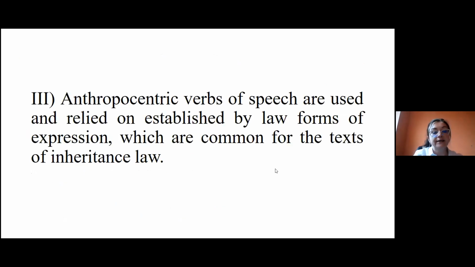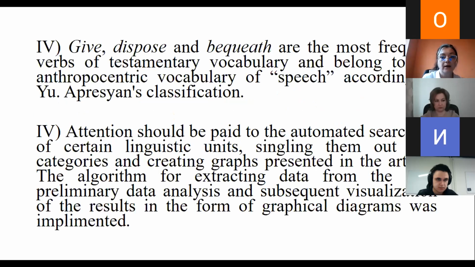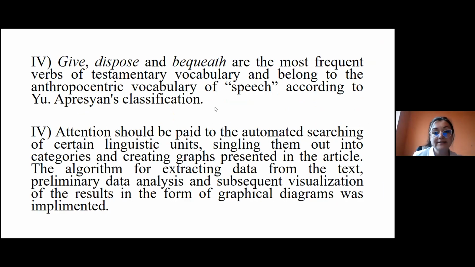So the next conclusion that I came to is that anthropocentric verbs of speech are used and relied on law-established forms of expression, which are common for the text of inheritance law. The verbs give, dispose, and bequest are the most frequent verbs of testamentary vocabulary and belong to the anthropocentric vocabulary of speech according to the Apresyan classification.